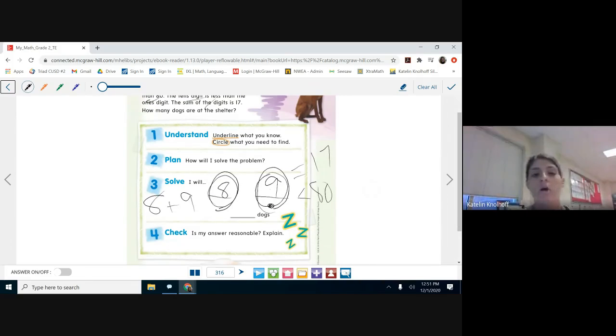So how many dogs are at the shelter? 89 dogs. And is my answer reasonable? Yes, my answer is reasonable because of all the steps that I just followed and answered and went back through and checked.